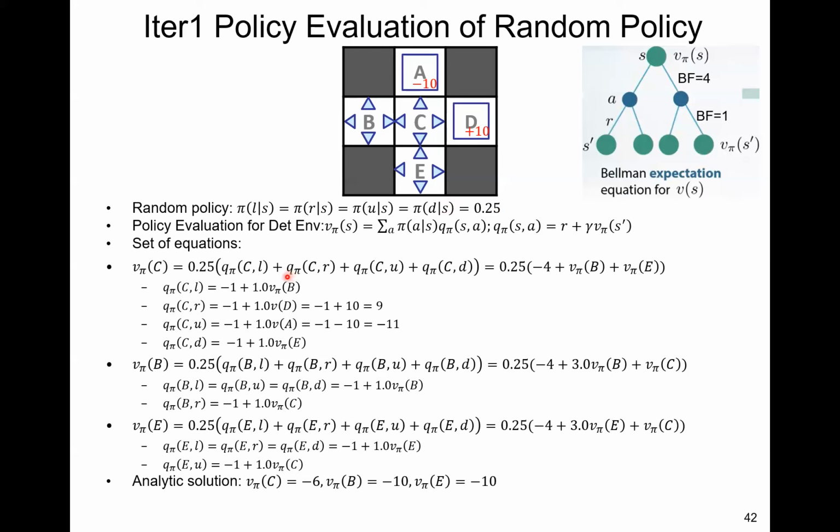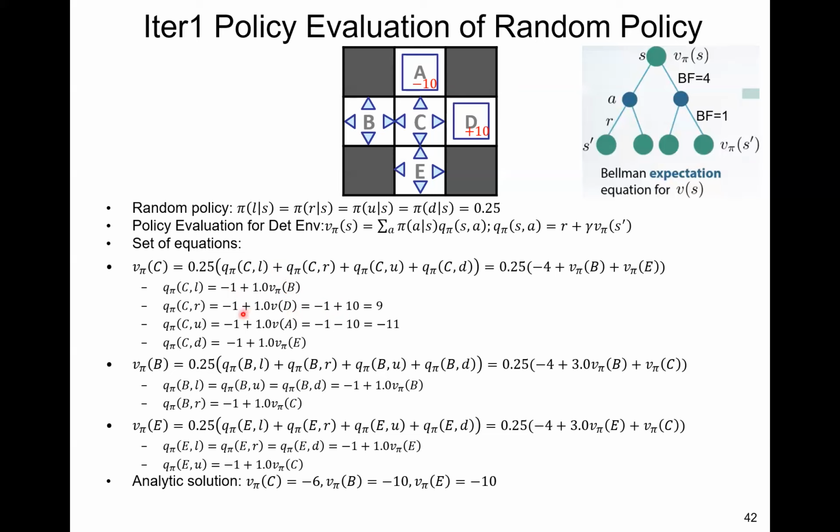So for the set of equations, the V pi from C, you have 4 possible directions. You calculate the 4 actions and their associated Q value functions. So from C, if you go left, you go into B, with a reward of -1, so you have -1 plus the discount factor of 1 times the next state's value function V pi B.